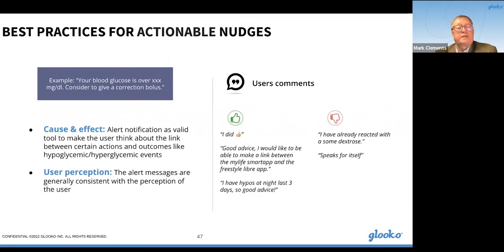Other best practices include helping the user to link cause and effect. So the user should think about the link between certain actions and the proximal outcomes of those actions. And one should align with the user's perception of the utility or benefit of the messages. They should be consistent with the user's perception that they will benefit from taking this action.